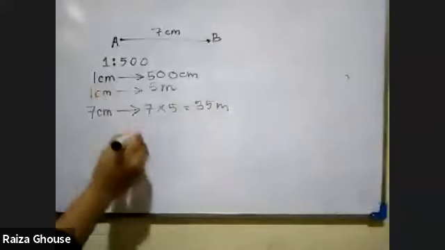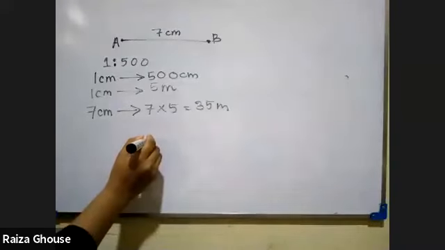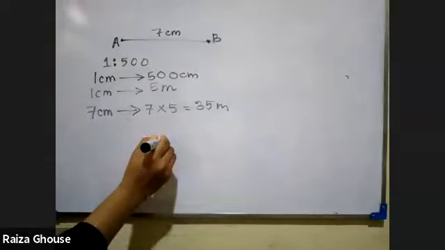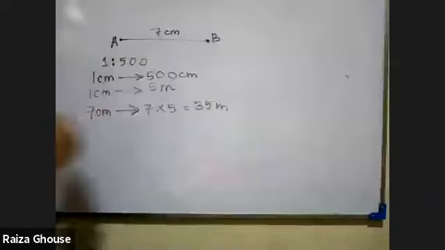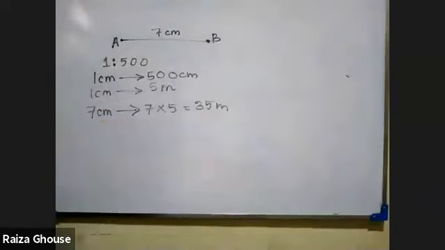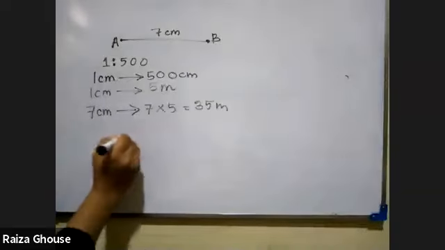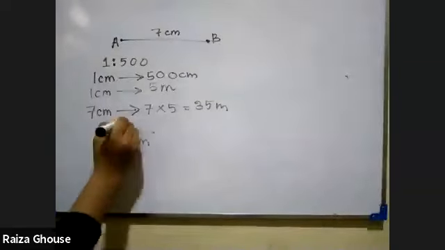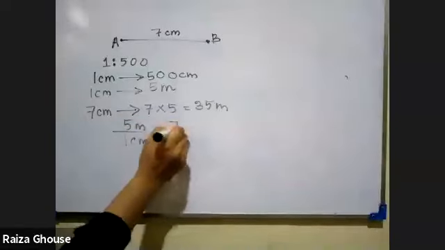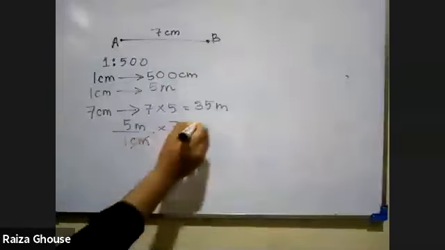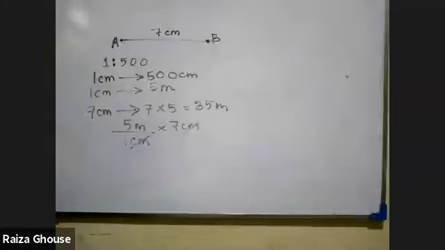So how do we find it actually? We want the answer in meters, right? 1 centimeter represents 5 meter, then for 7 centimeter, centimeter and centimeter cancel. 7 times 5, 35 meters. So that is the real distance between A and B.